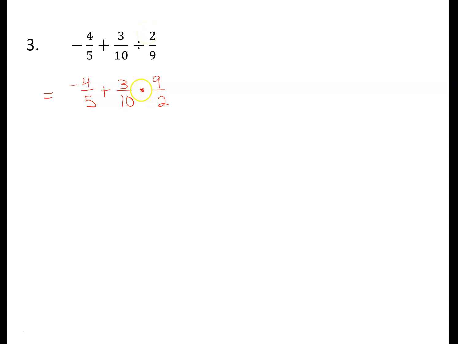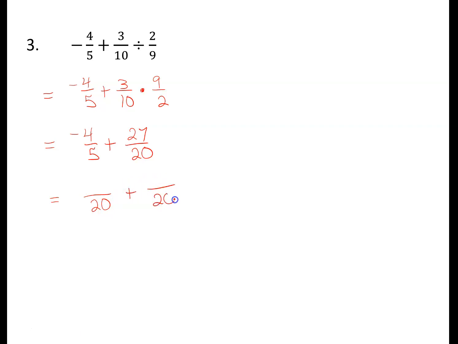Okay, so now I'm going to do the multiplication. I can check for common factors. I don't have any. So I bring down the -4/5 plus, and I multiply straight across, 3 times 9, and 10 times 2. Okay, now I'm down to addition, and that's where I need to have a common denominator. So let's look, we've got 5 and 20. Let's start with the 20. Will 5 divide 20? Yes. Then 20 is the LCD.